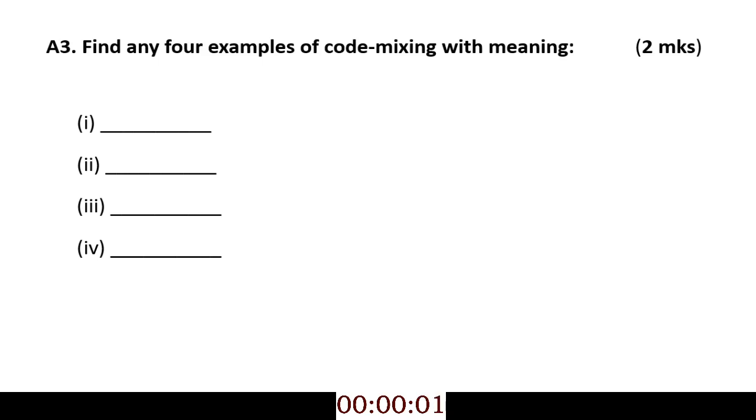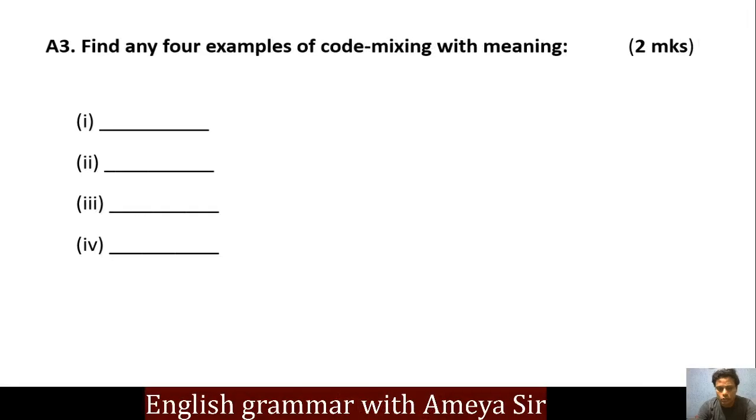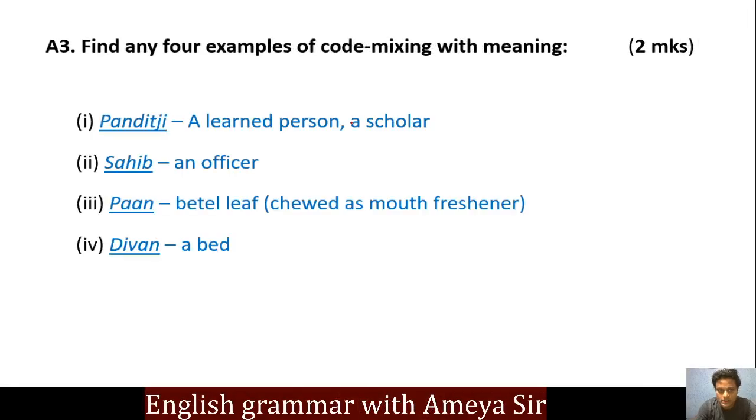Remember that. Your time is up, and I have no doubt that you found all the 4 examples. Let's see one by one. Pandit ji, a learned person or a scholar. So that's the first word. Sahib is an officer. Pan is the betel leaf. And divan was another word. All in italics in the textbook if you see. Did you get all of them? If yes, wonderful. Leave a comment.